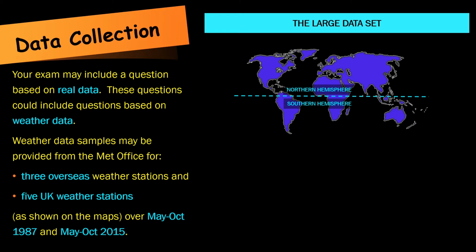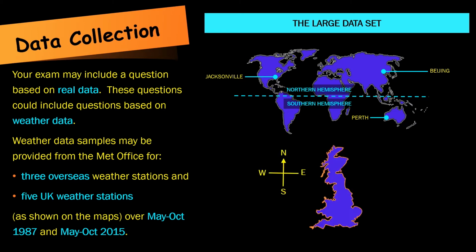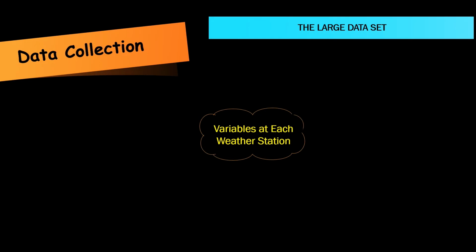So here's the Northern Hemisphere and the Southern Hemisphere. The 3 overseas weather stations are as shown, and the 5 UK weather stations are as shown. For the large data set, the variables at each weather station are as follows.